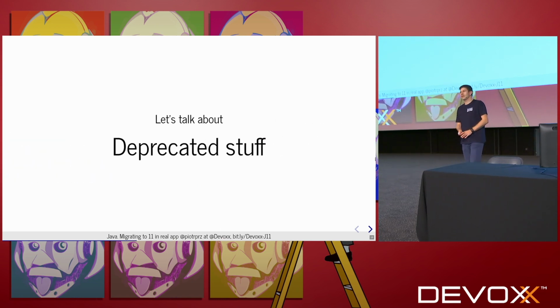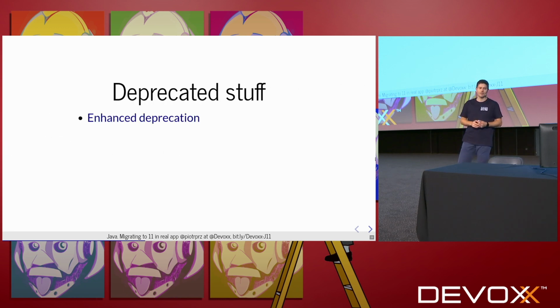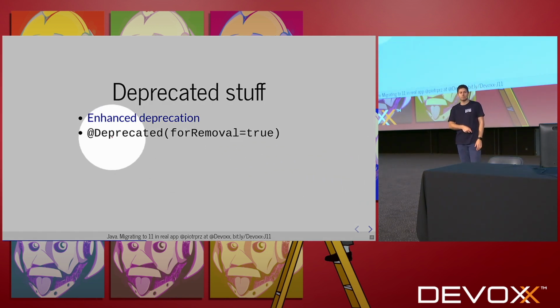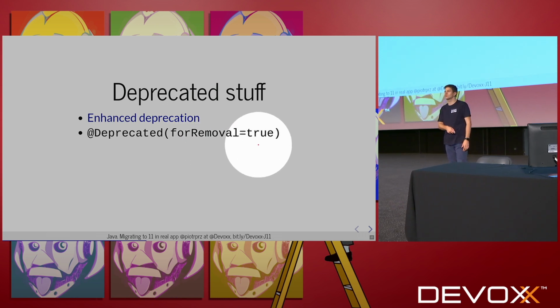And let's talk about the deprecated stuff. There is a new concept when it comes to deprecation. It's called enhanced deprecation. And do you recognize this annotation? Yeah, it's a new one. Exactly, that's why you might not recognize it. First, it starts with a big D, with capital D, not the small one. It's a big deal, mind you. And it has this parameter called forRemoval, which might be set to true.